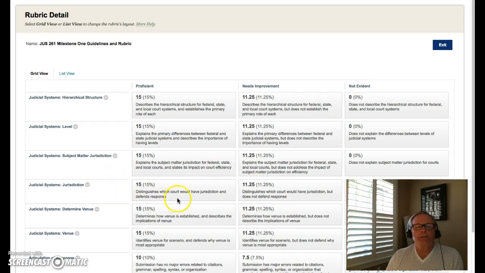Next is jurisdiction. Distinguishes which court would have jurisdiction and defends the response. So again, state courts enforce state law, so they would have jurisdiction. Federal courts enforce federal law, they would have jurisdiction. Jurisdiction again is tied to who is going to prosecute the case and who has the legal authority to hear the charges and go through the judicial process. So again, if I commit a state crime, I can't go to federal court, and if I commit a federal crime, I can't be tried in state court. It's just not going to happen. They have to have jurisdiction.